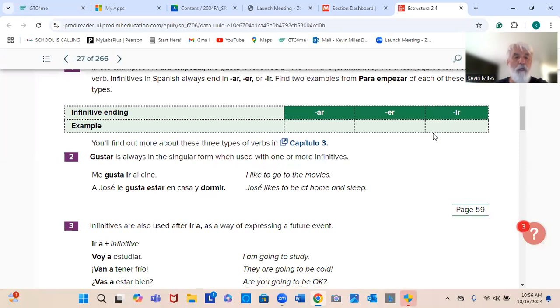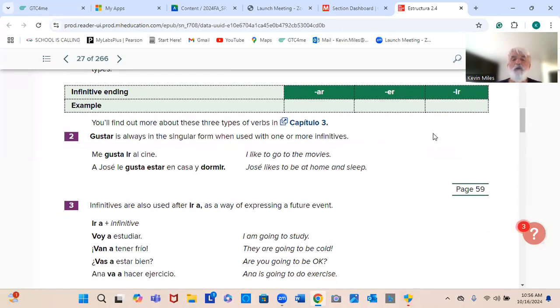Now, look at two. Gustar is always used in the singular when it's used with a verb. So I like to go to the movies is me gusta ir al cine. And it doesn't matter how many things that you like to do. So you might want to say, I like to go to the movies, I like to eat, and I like to sleep. It would be me gusta ir al cine, dormir, y comer.